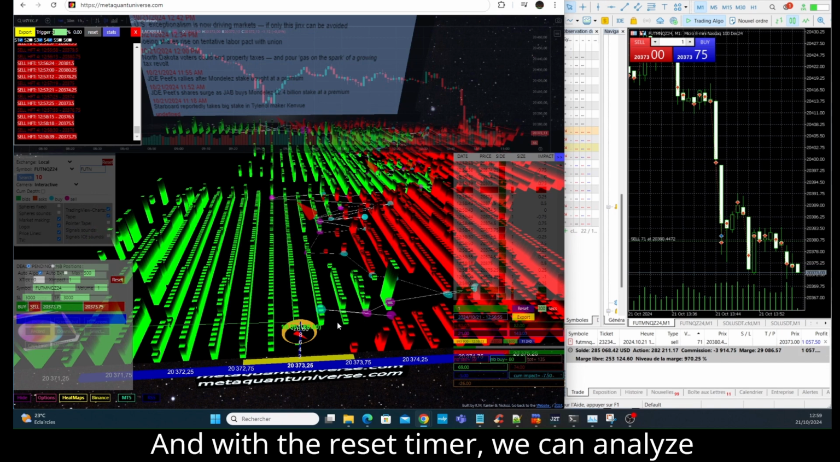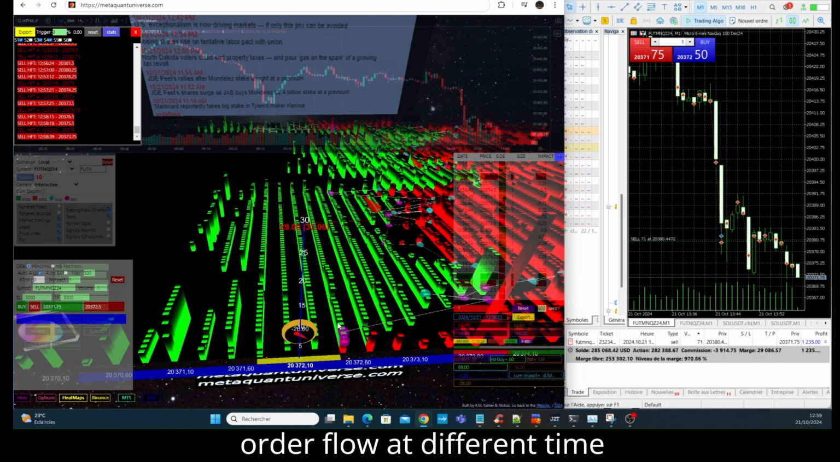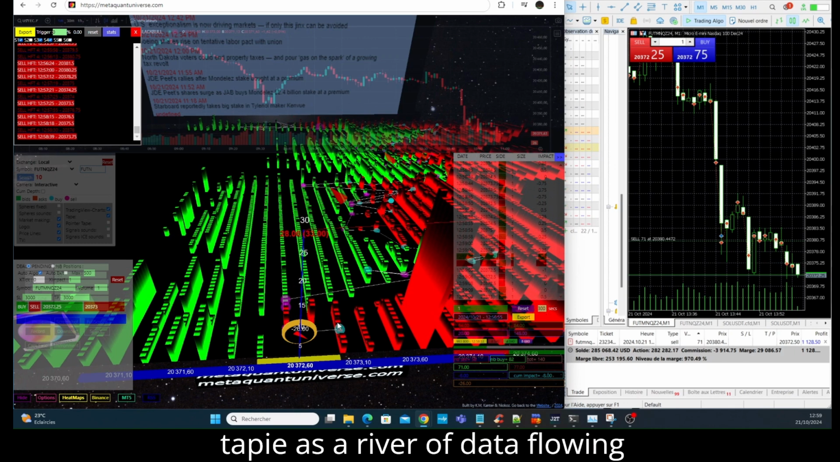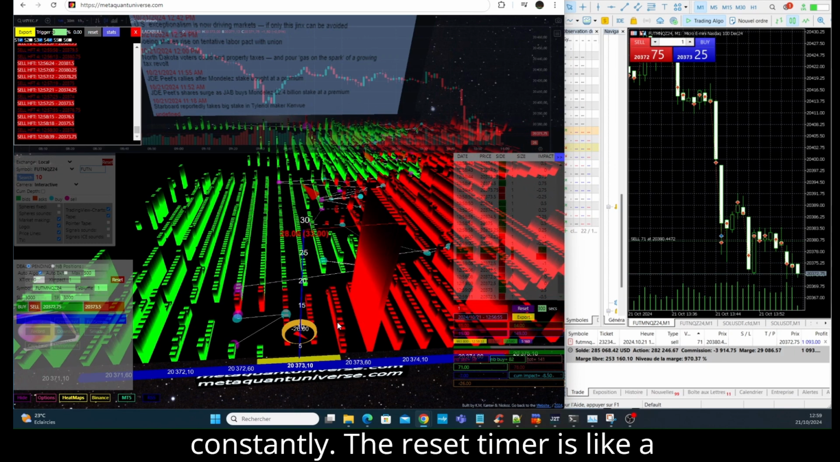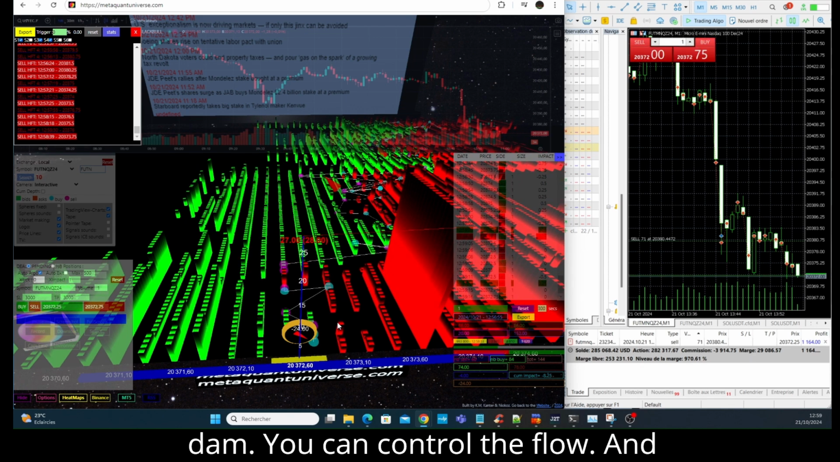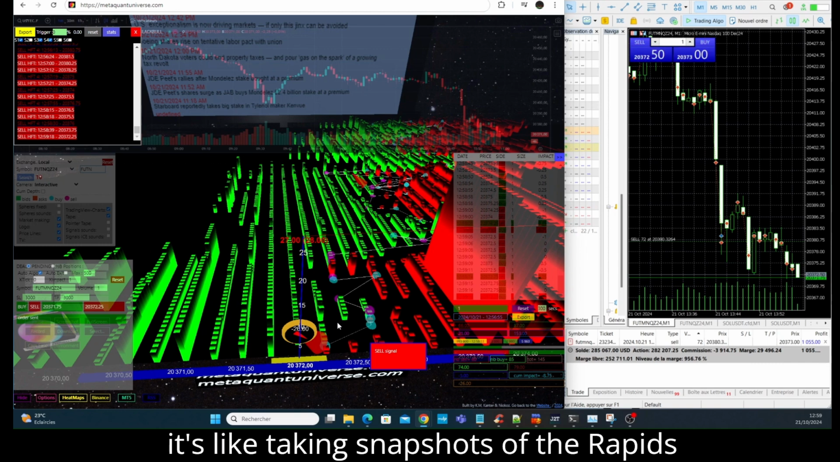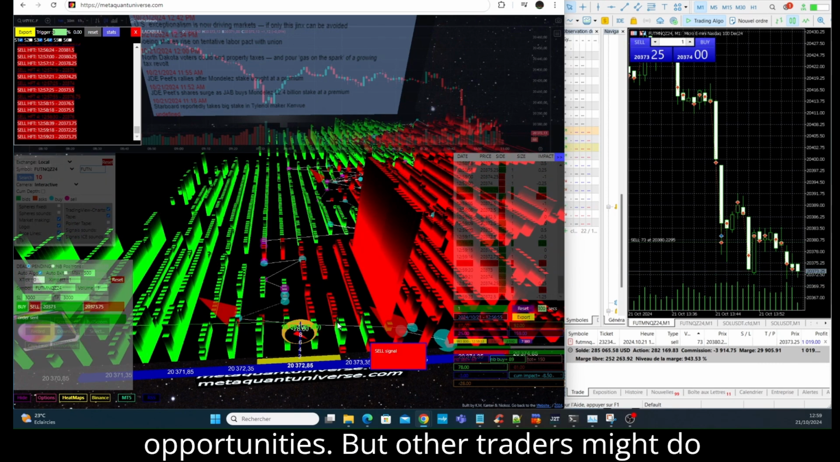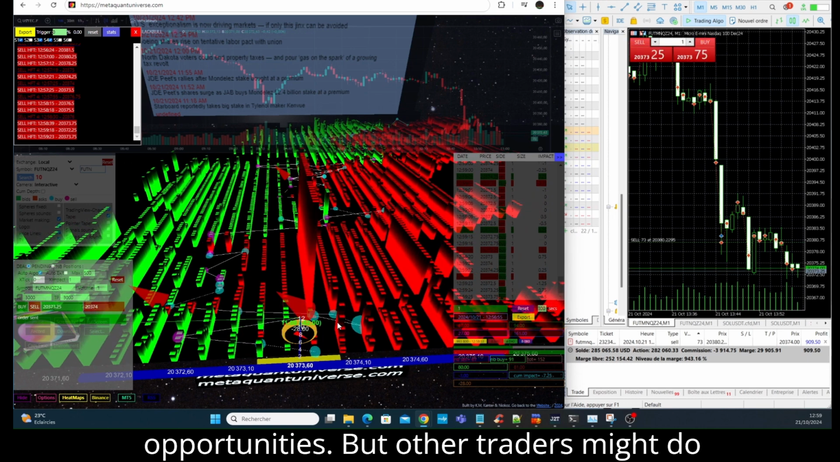And with the reset timer, we can analyze order flow at different time granularities. Exactly. Think of the Tape E as a river of data flowing constantly. The reset timer is like a dam. You can control the flow and analyze different sections. For scalpers, it's like taking snapshots at the rapids every few seconds to catch those quick opportunities. But other traders might do things differently.